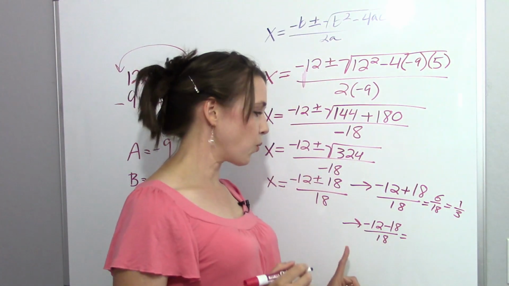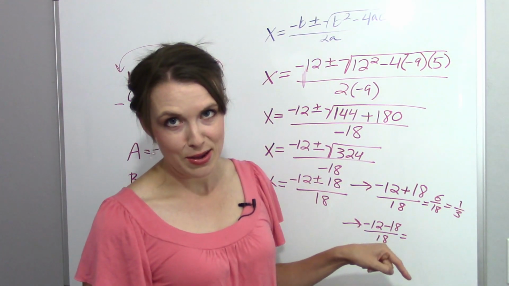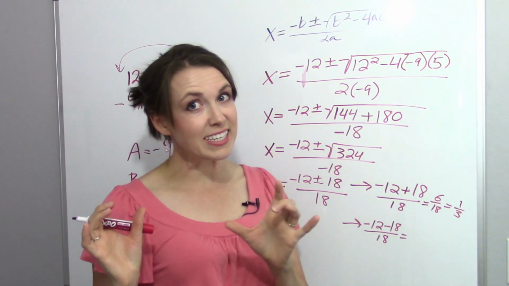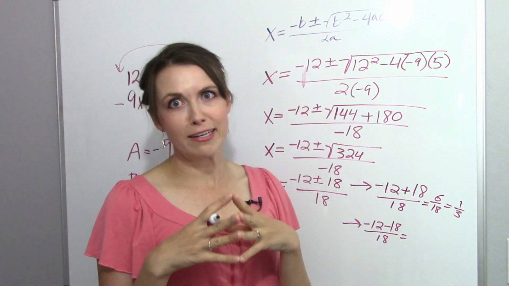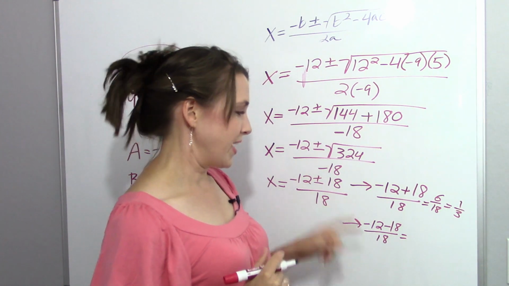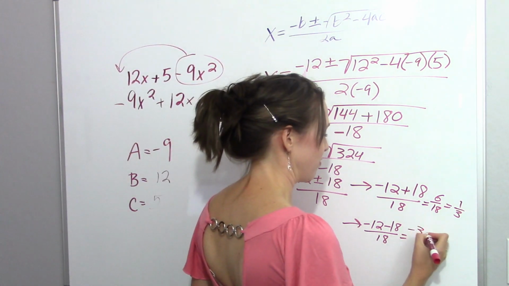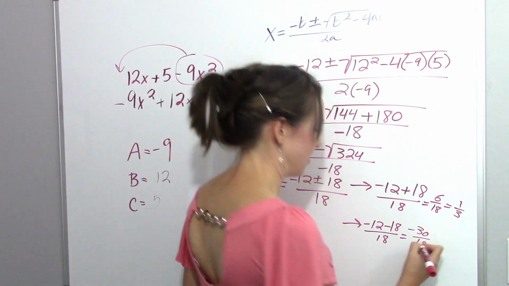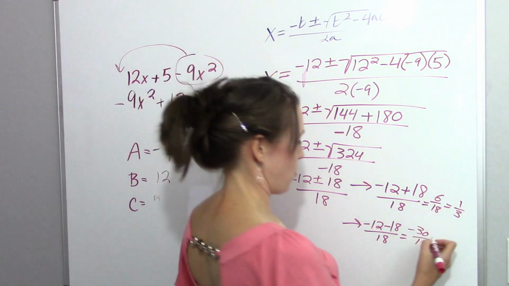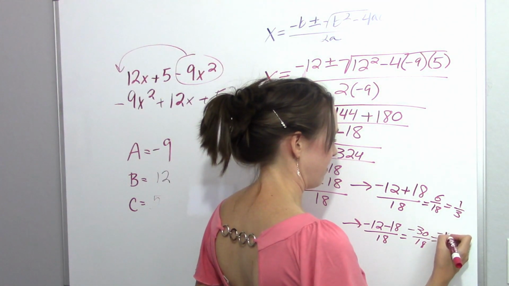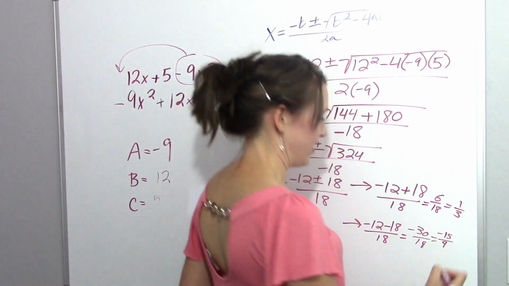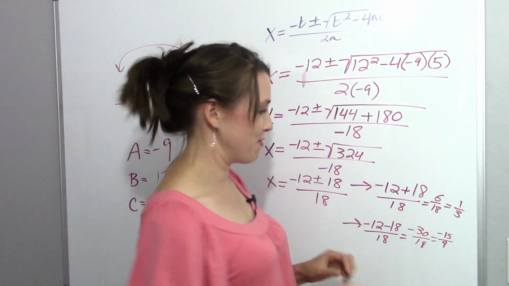And then we have negative 12 minus 18, which, when you're on the number line, you have a negative and you're subtracting a negative. Basically, it's just kind of like adding, but keeping that negative, okay? So we have negative 12 minus 18, which ends up being negative 30 over 18. Now, both of these are even numbers, so I'm going to go negative 15 over 9, and then I can just simplify it from there.